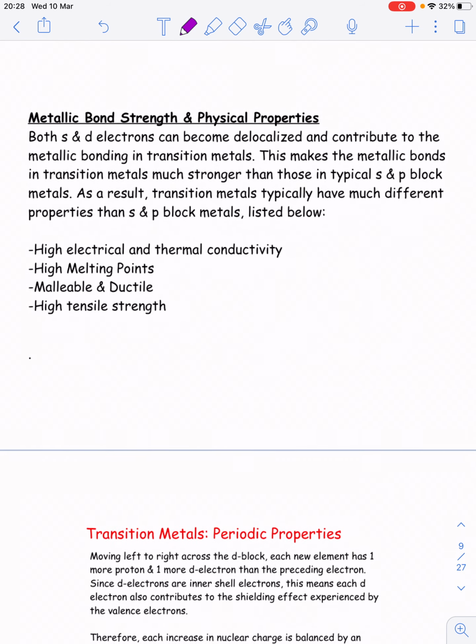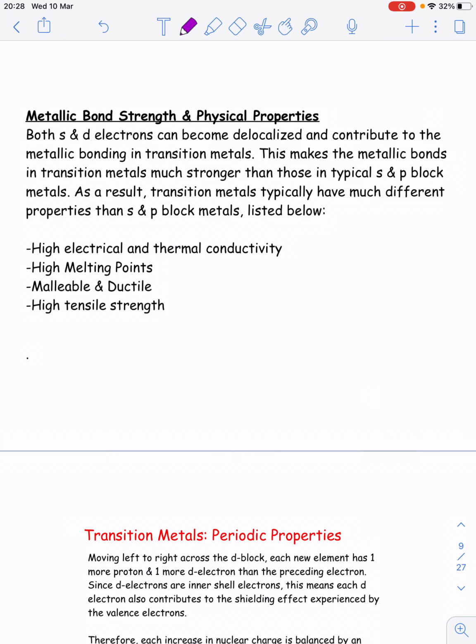And the reason that transition metals are distinct from the s and p block elements has to do with those d electrons. Those d electrons are inner shell electrons. That's going to affect their effective nuclear charge and some of their periodic trends. But those d electrons can also be involved in metallic bonding. So transition metals have much stronger metallic bonding than the s and p block metals, and it gives them more useful properties like high electrical and thermal conductivity, and high melting points. They are malleable, yet they are strong.